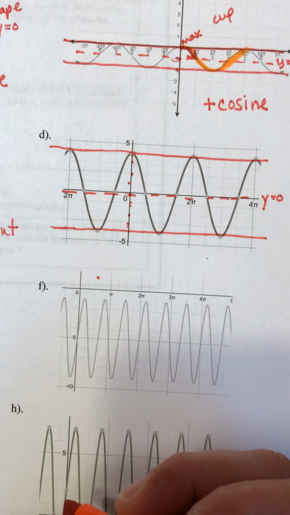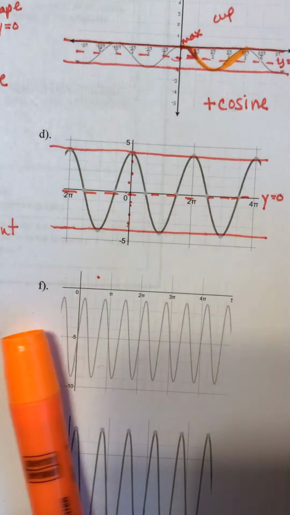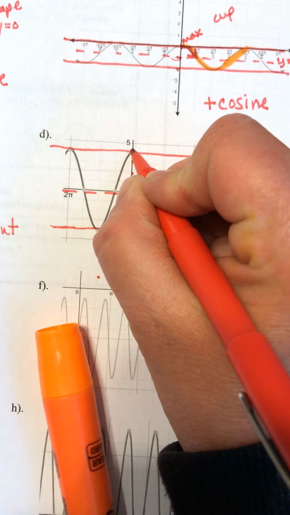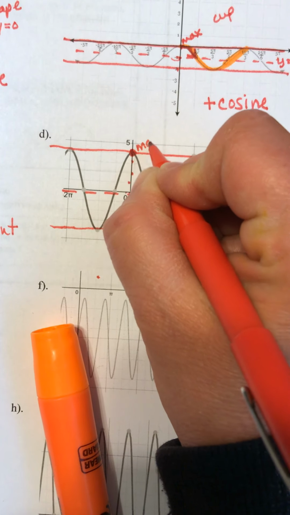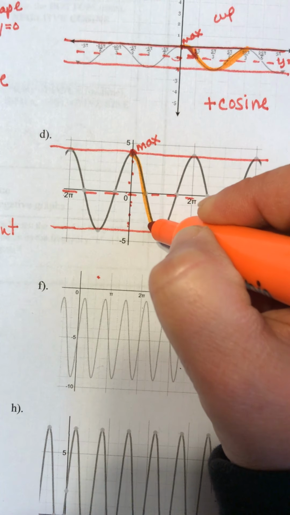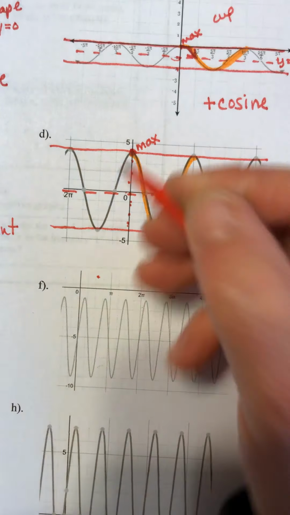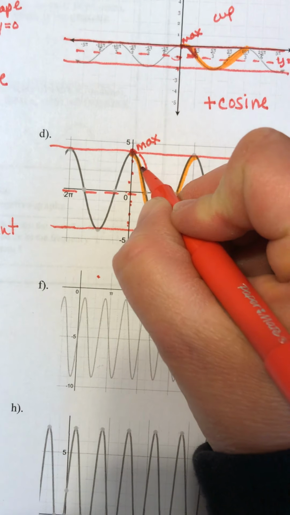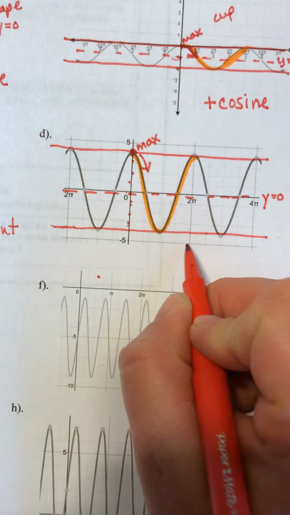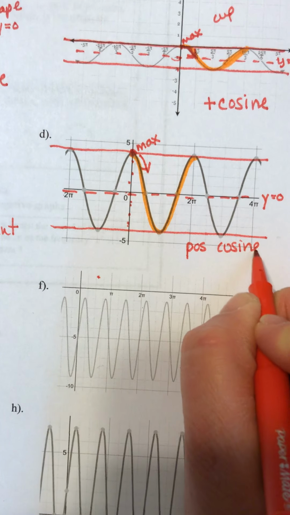Where does one cycle of our graph start? So I'm looking at where does it start on the x-axis. It starts here, and this is a maximum on the graph, and it goes down and back up to complete one cycle. All right, so when it starts at a maximum and goes down, I know that I have a positive cosine graph.